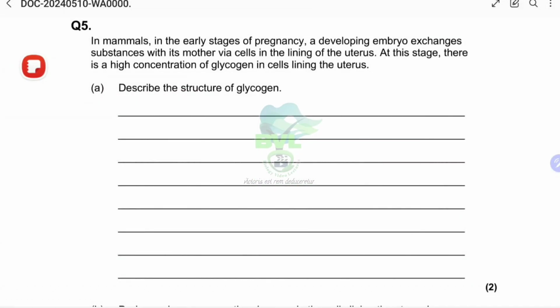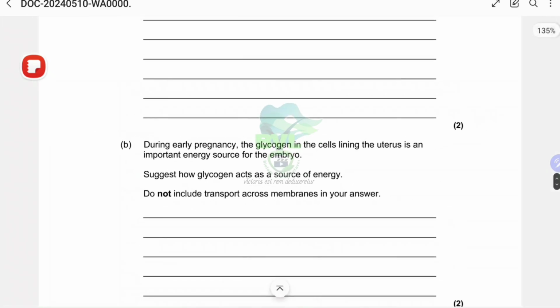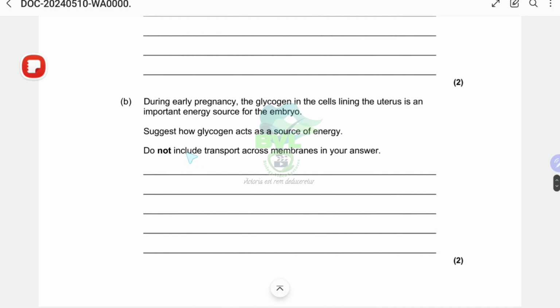So the next question says, during the early stage of pregnancy, the glycogen in the cells lining the uterus is an important source of energy for the embryo. Now, suggest how glycogen acts as a source of energy. So, do not include transport across the membrane. You answer 2 markers. So, how is glycogen a good source of energy in this instance?